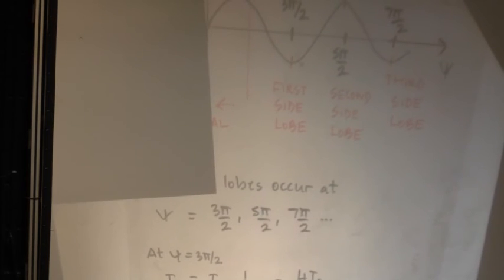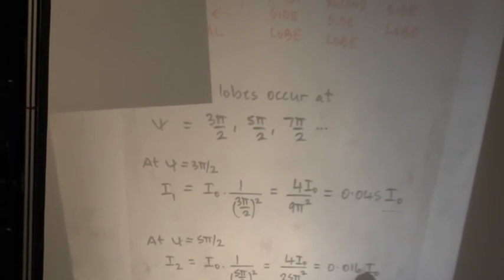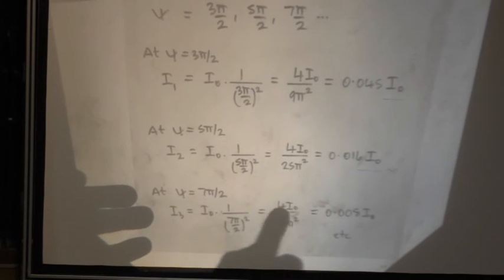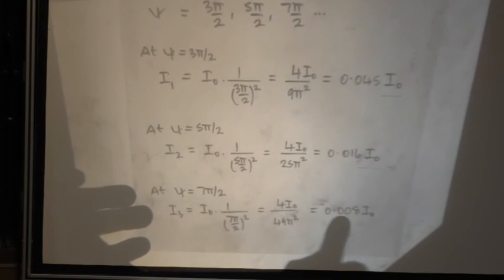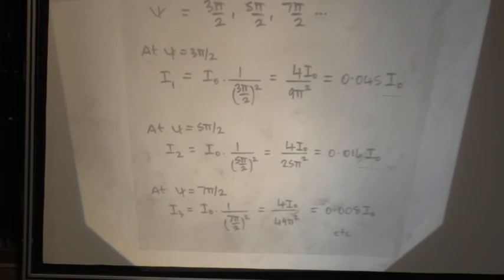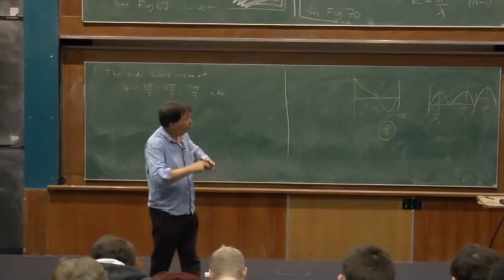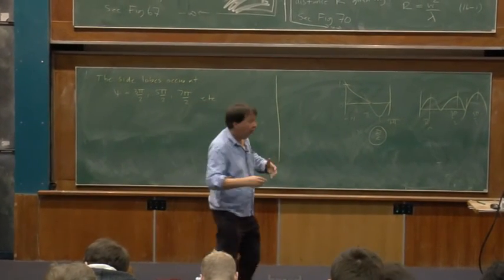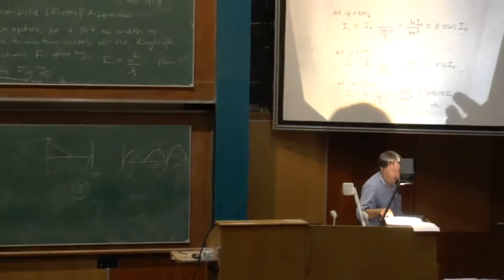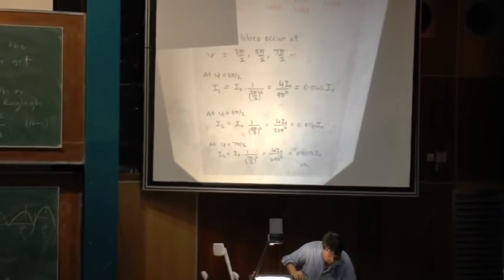At the next side lobe, it's 4 over 25 pi squared, about 1.6% of the intensity, and so on and so on. And you can see that even by the time I've got out to the third lobe at 7 pi halves, the intensity is less than 1% of the beam at the origin. So it's quite a rapidly varying function, and you very rarely would consider it further out.